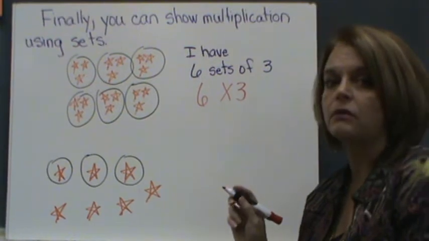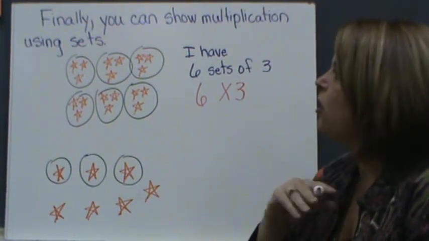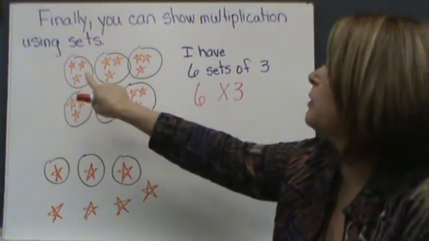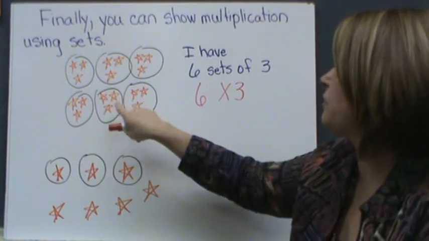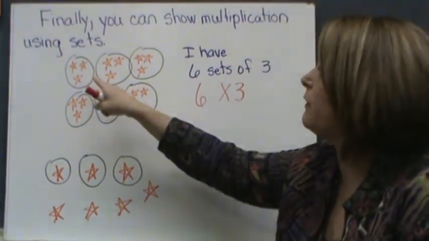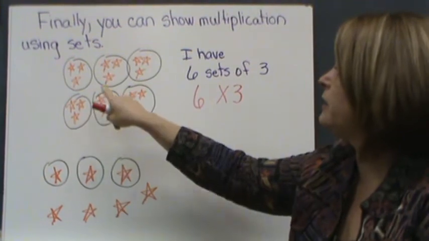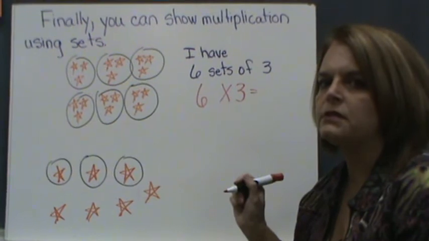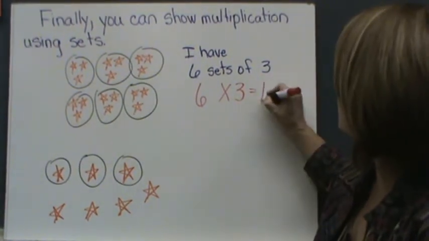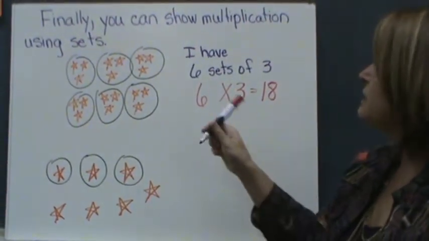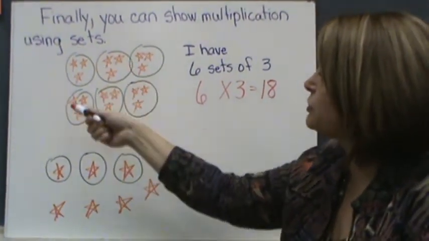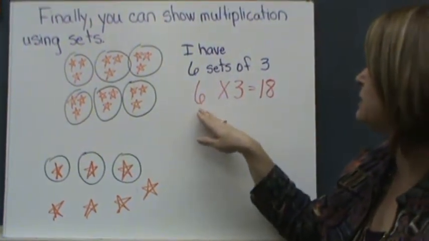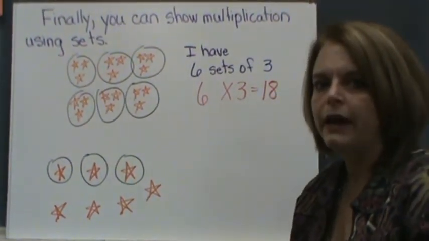Now I could skip count. Remember, basic multiplication, all it is adding over and over and over. So I could add 3 6 times. I can skip count. 3, 6, 9, 12, 15, 18. My answer to a multiplication problem is called a product. So this picture shows me 6 sets of 3. My multiplication equation is 6 times 3 with the product of 18.